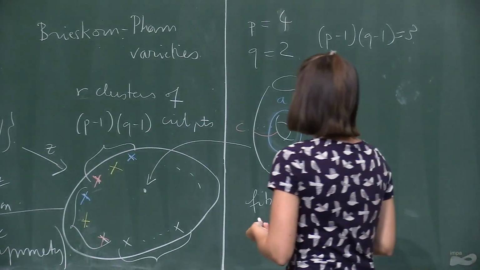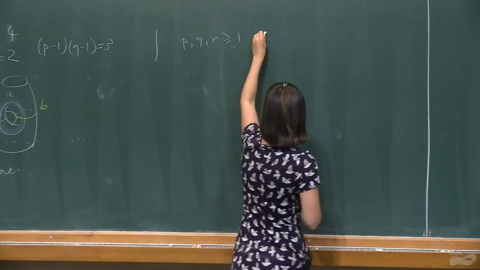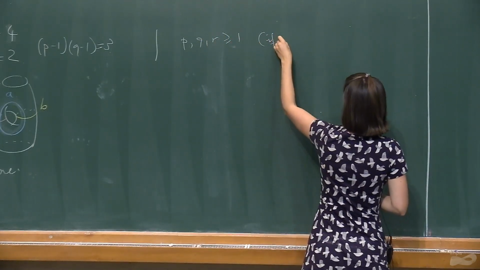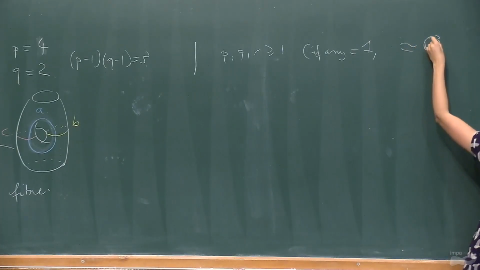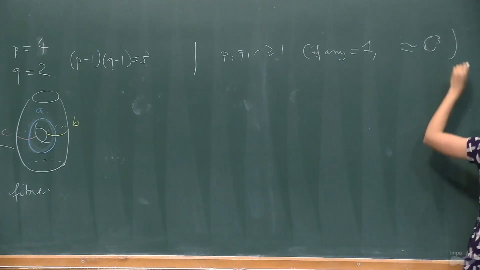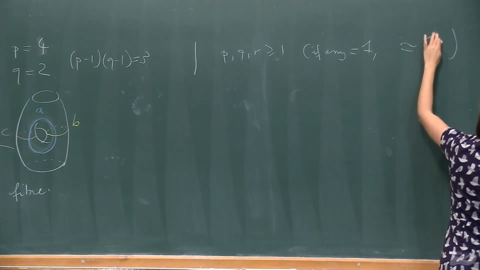What I'm saying here is just p, q, r greater or equal to 1. Of course, if any is equal to 1, then this is C^3, right? You just believe everything I tell you.